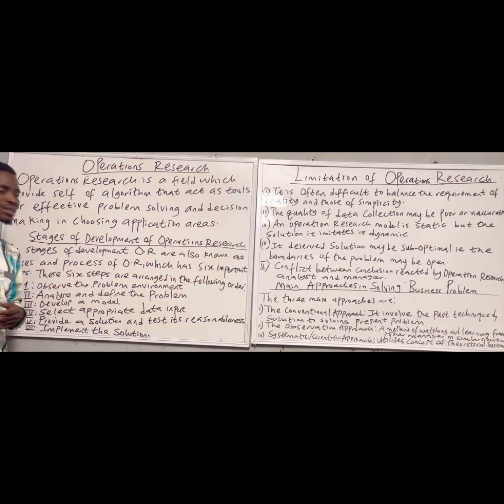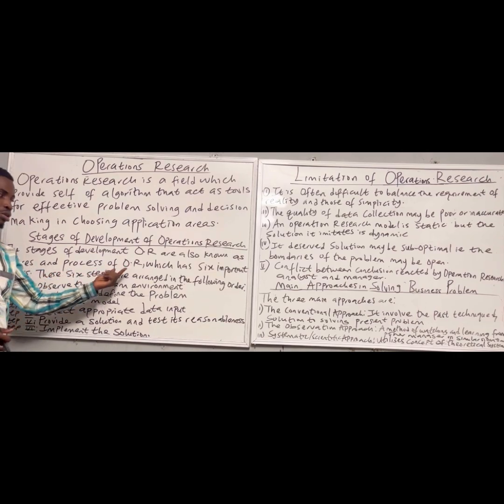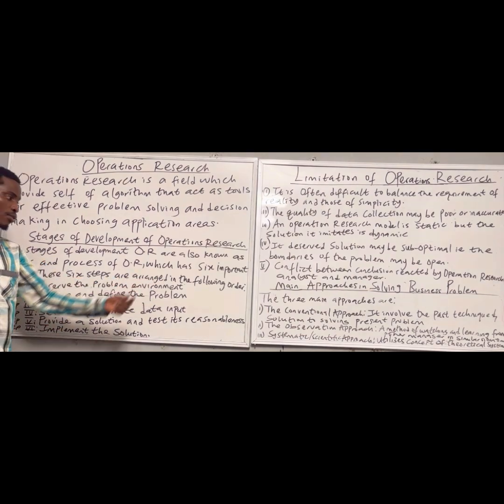Here we will consider the stages of developing operation research. The stages of developing operation research are also known as the phases and process of operation research (OR), which has 6 important steps. These steps are arranged in the following order.